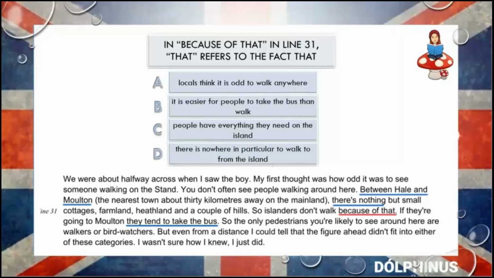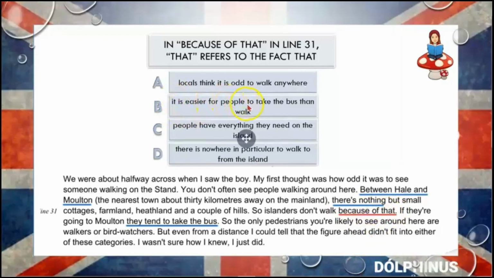And it mentions that it was odd to see someone walking on the stand, and here it makes reference to walk anywhere, which is a very different meaning. But the most important reason is that because of that, and her thought is too far away and is not in the surrounding area of the text that can be answered with that.